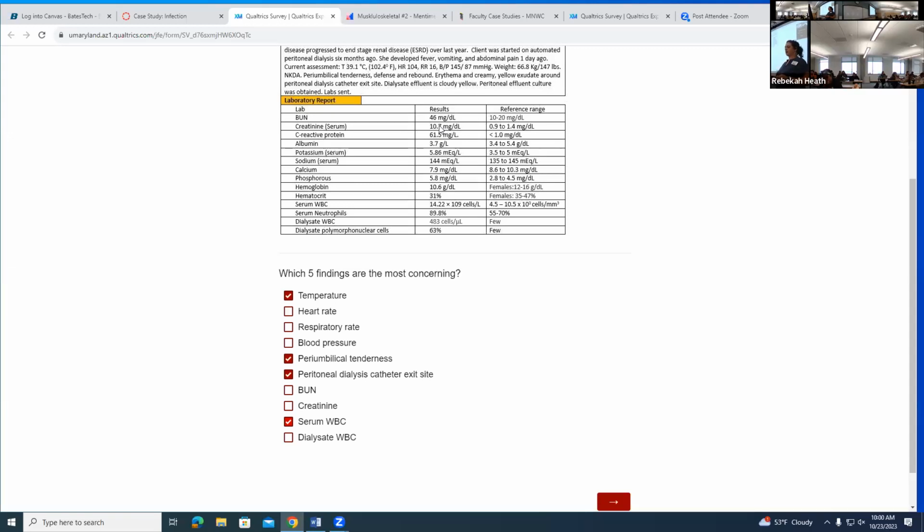Well, she does have end-stage renal failure. Yeah, that's why she's on the dialysis. The creatinine would be the last choice. Honestly, you could make a case for either the creatinine or the dialysate.